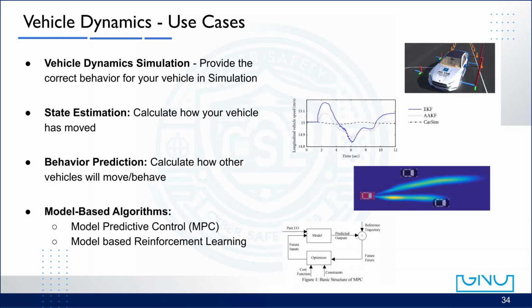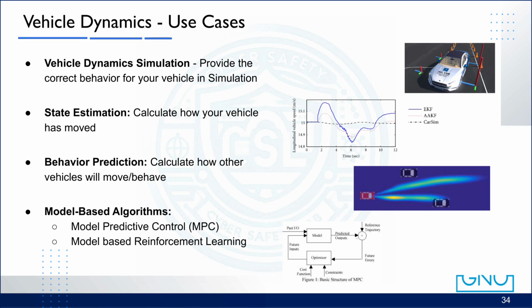Now, let's look at how vehicle dynamics models are actually used. The use cases. First, vehicle dynamics simulation. We use these models to reproduce realistic car behavior inside a simulation environment. This helps us test control algorithms safely before deploying them to a real vehicle.